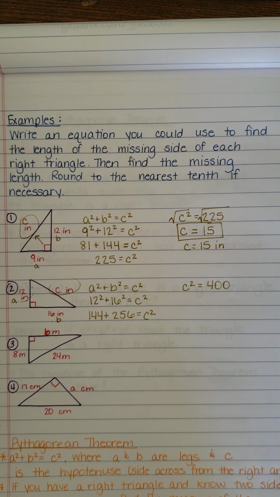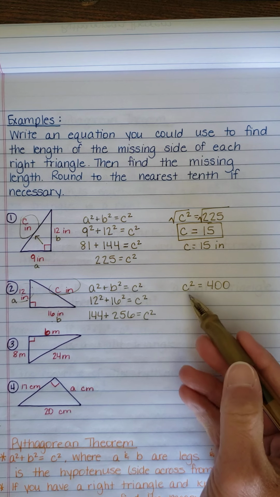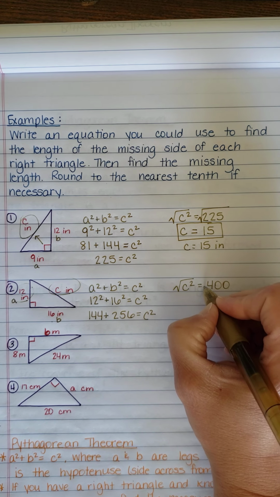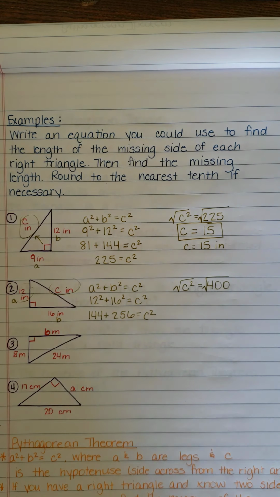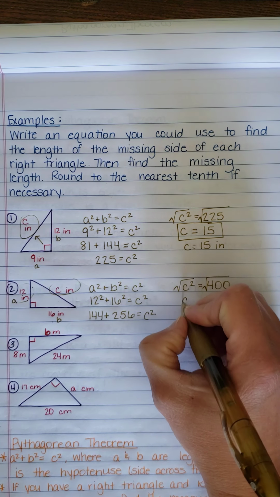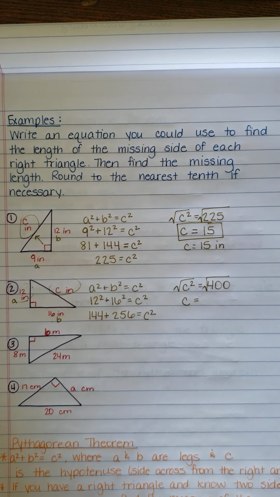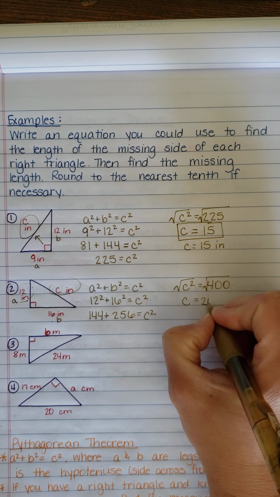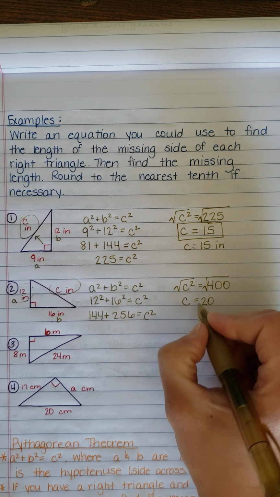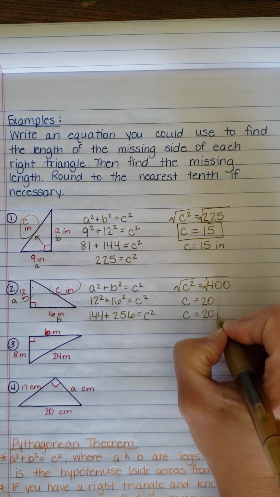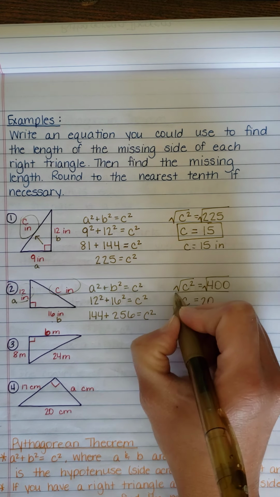All right, now, again, I have to undo the square, so I have to take the square root of it. Remember, we have an equation, so whatever we do to one side, we have to do to the other side. So the square root of C squared is C, and the square root of 400 is 20. So I know that C is 20 inches long.